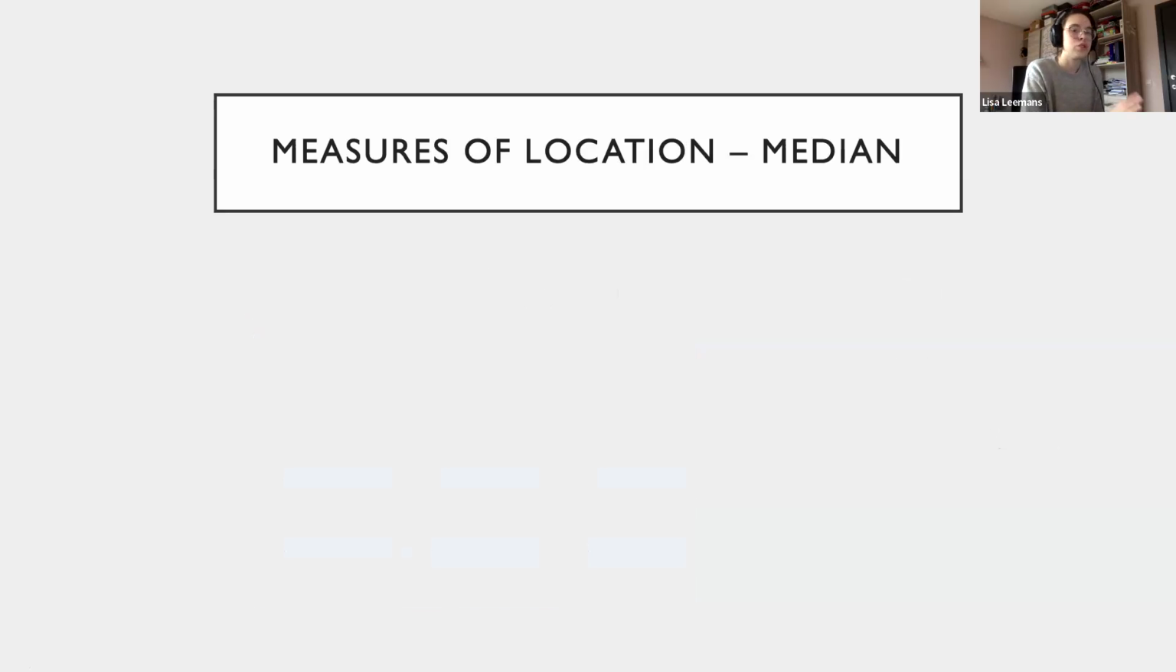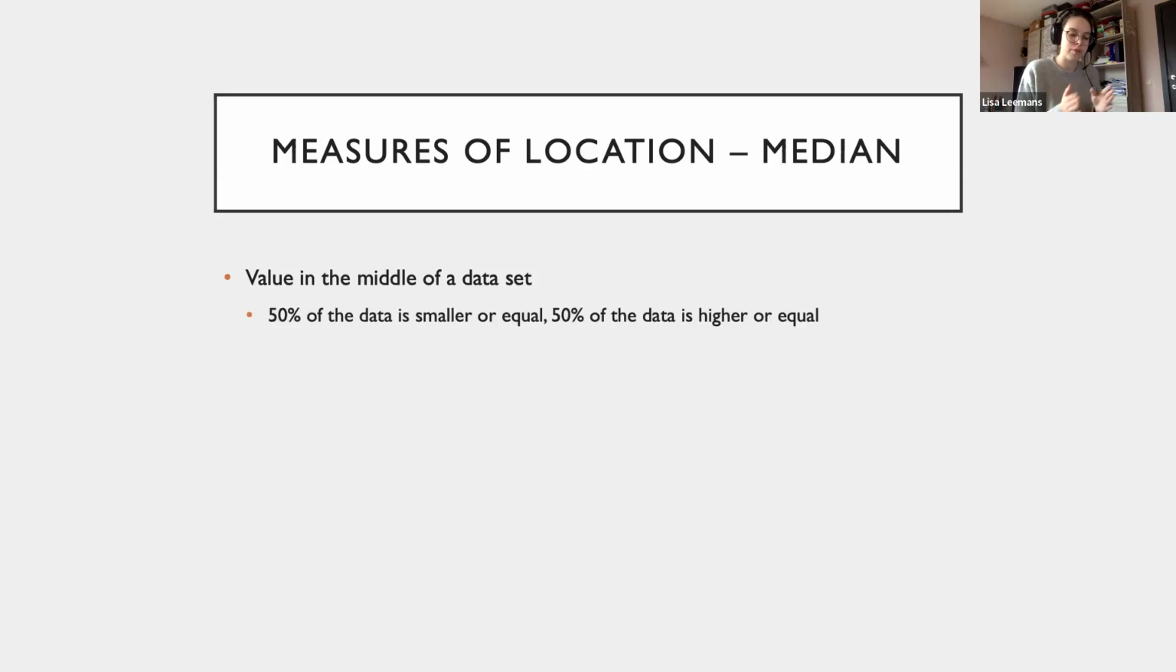So now I will just shortly talk to you about the median and the mode as the other measures of location, but these will go more in depth in another class. The median is the value in the middle of a data set. In theory, this tells us that 50% of our values are smaller or equal to our median, and 50% of our data points are higher or equal to our median.